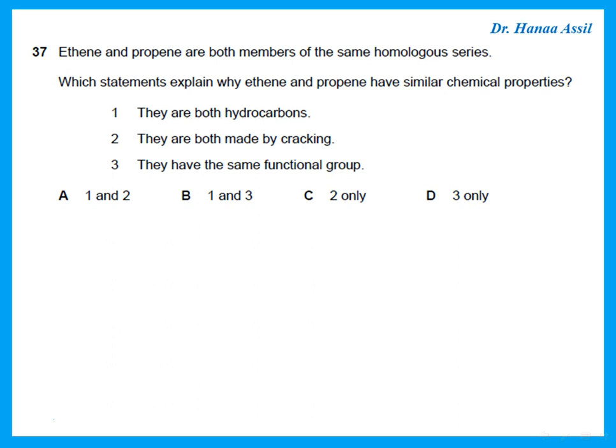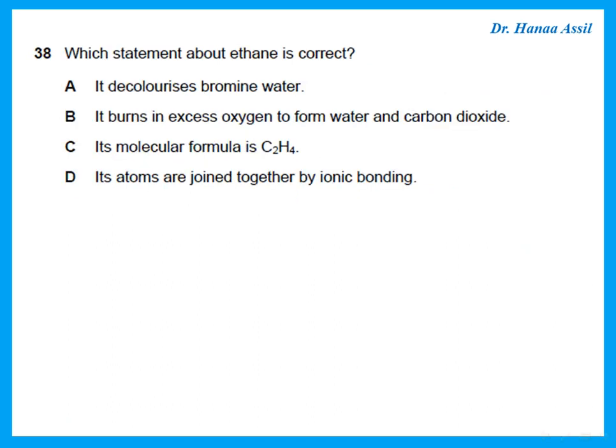Ethene and propene are both members of the same homologous series. Which statements explain why ethene and propene have similar chemical properties? They have similar chemical properties because what? Because they're both hydrocarbons? No, it's not because they're both hydrocarbons, and it's not because they're both made by cracking. It is because they have the same functional group. Remember, members of the same homologous series have similar chemical properties because they have the same functional group.